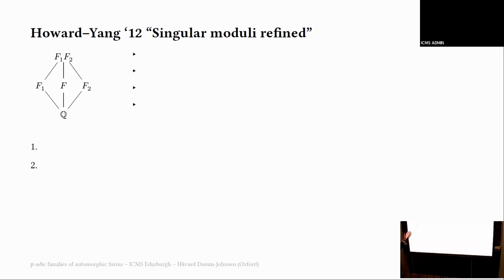And I've abstracted out the diagram of fields from before here. So we have two imaginary quadratic fields, F1 and F2, and a real quadratic field F, which is where the Hilbert modular form lives. The goal of their paper was to contextualize Gross and Zagier's results in terms of the Kudla program.